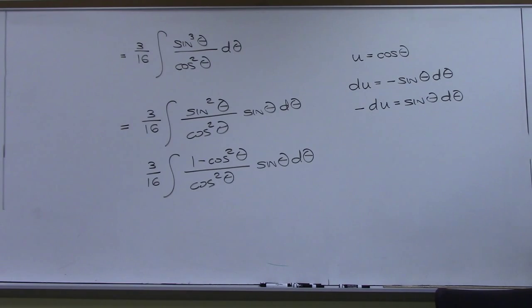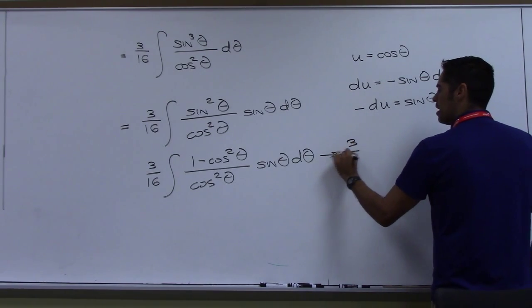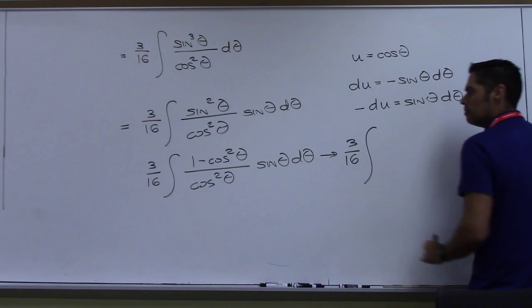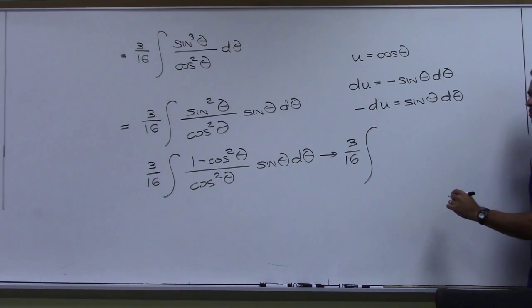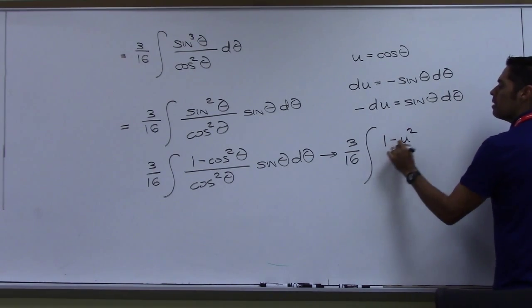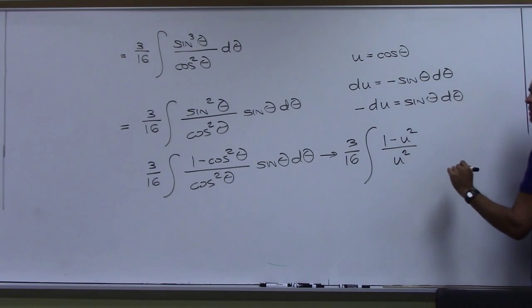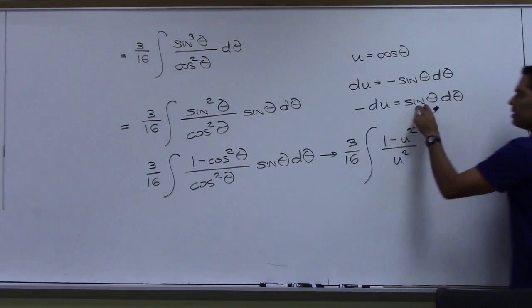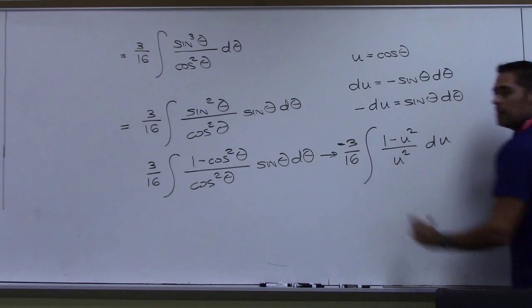So, all righty. Let's rewrite the integral. 3/16 integral. What do we have up top there? 1 minus U squared. It'll be negative 3/16, I'll get that in a second, over U squared. And then sine theta d theta is negative du. So there's du, and there's your negative that you're talking about.